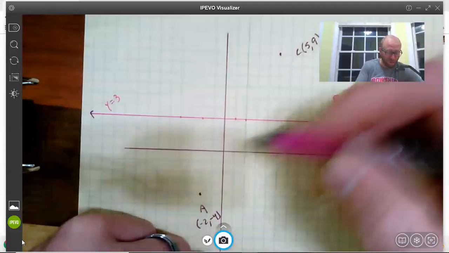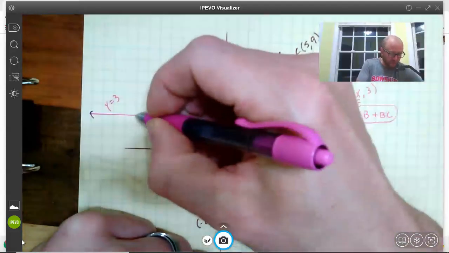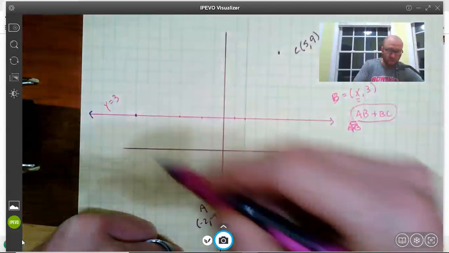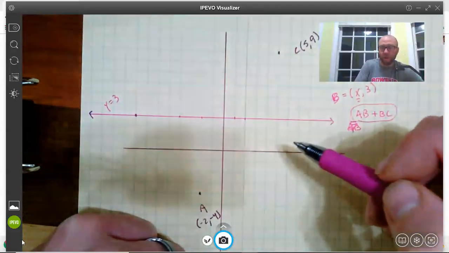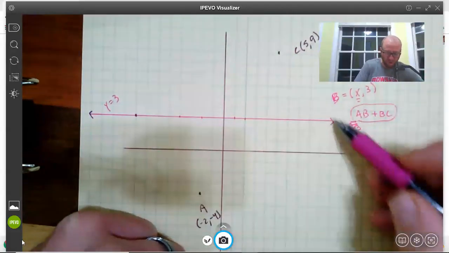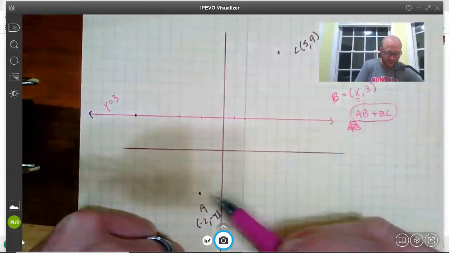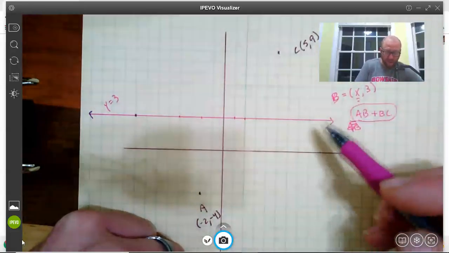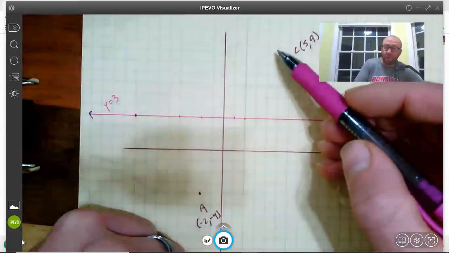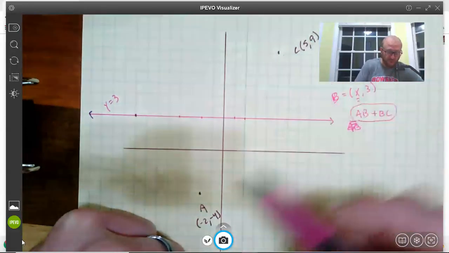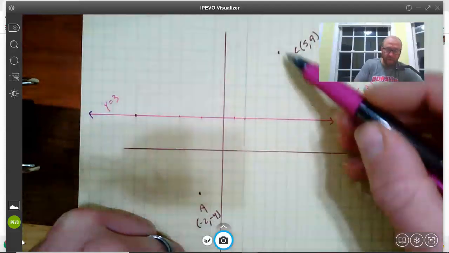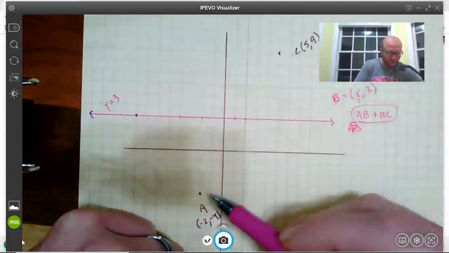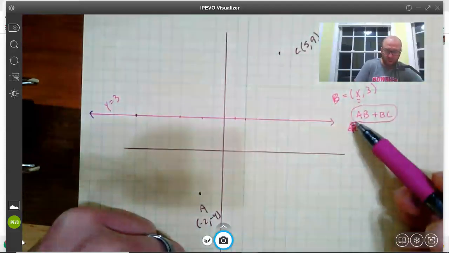And if we want AB plus BC to be at a minimum, right? We don't want B to be way over here, because that looks like way out of the way. It could be a lot shorter than that. We don't want it to be way over here and up, right? Because AB means the distance from A to B. BC means the distance from B to C. And so we're talking about the total path from A to B to C. We want it to be as short as possible. So we clearly don't want B to be way over here or way over here.